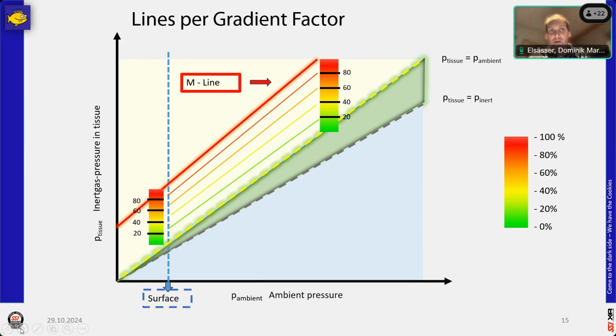And then you could calculate your ascent using one of these lines instead of the original M value line. And you see again this trade-off I mentioned. If you adhere to this gradient factor 40 line, you immediately see that you would start stopping deeper and take longer to reach the surface than if you took the gradient factor 80 line. So that's one thing, and that can of course be used.